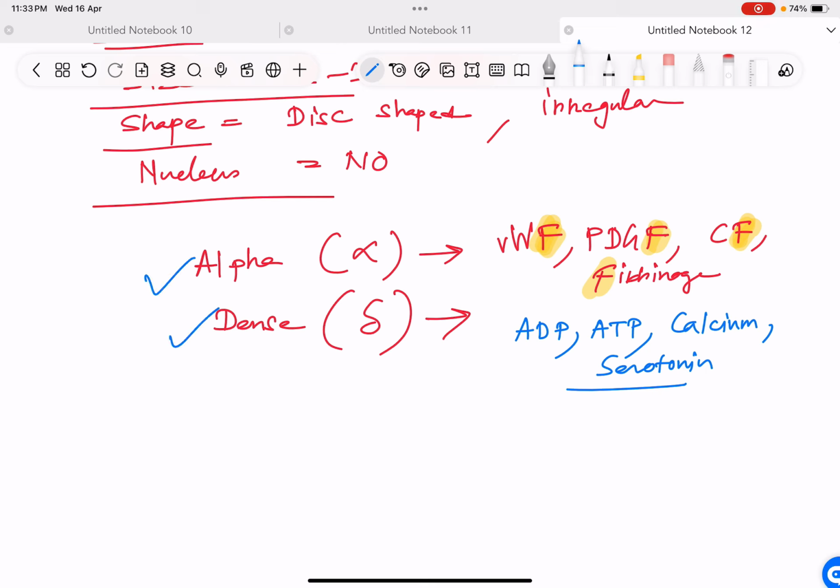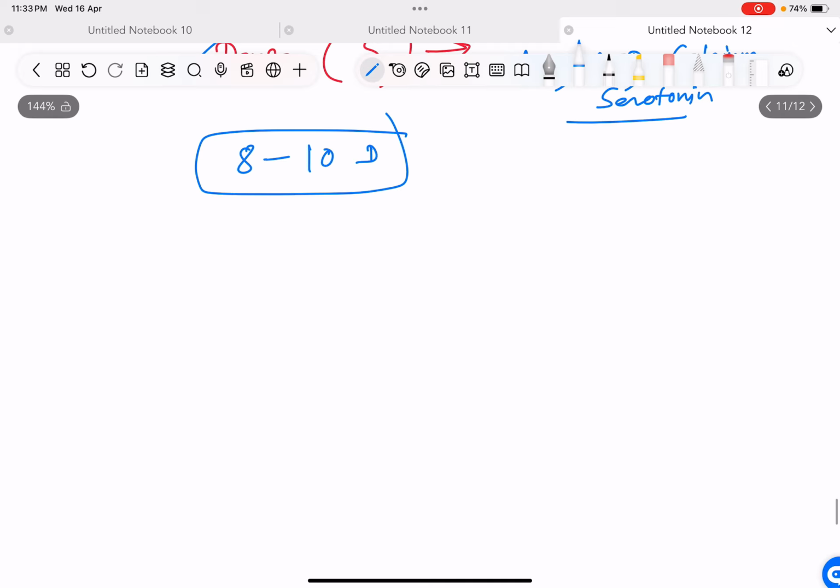What is the lifespan of platelet? Lifespan of platelet is just 8 to 10 days. This is the lifespan of platelet.